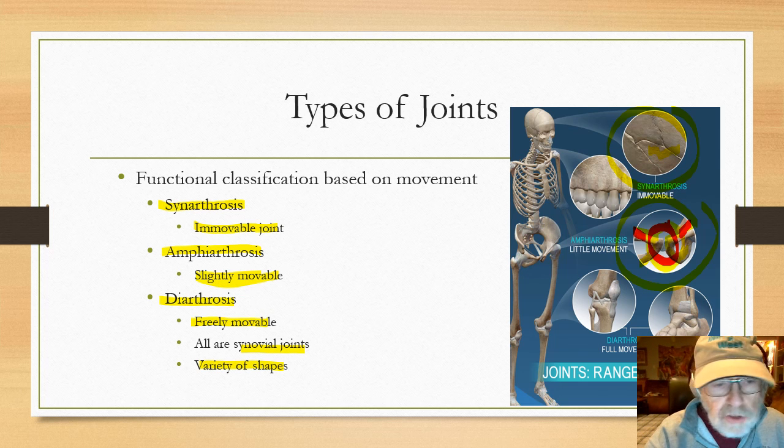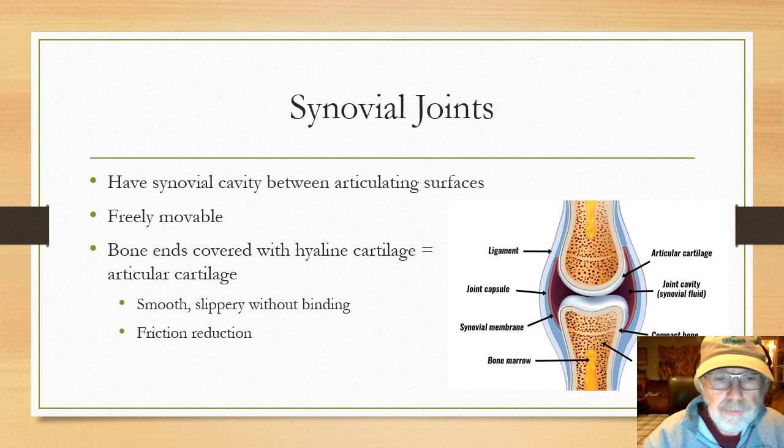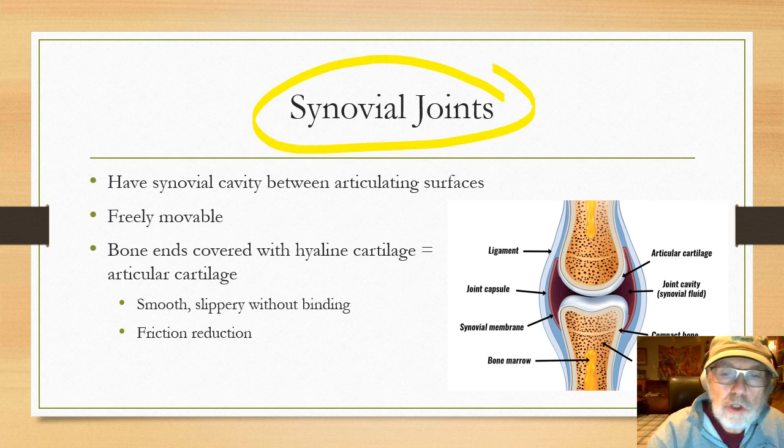Of different saddle shapes, ball and socket shapes, a hinge joint, all different types of joints, okay? And these are different types of joints that we have. Synarthrosis, immovable. Amphiarthrosis, slightly movable. Diarthrosis, freely movable, okay? Again, this just goes back to the synovial joints like we talked about, and all synovial joints are freely movable. And we know we have that synovial cavity.